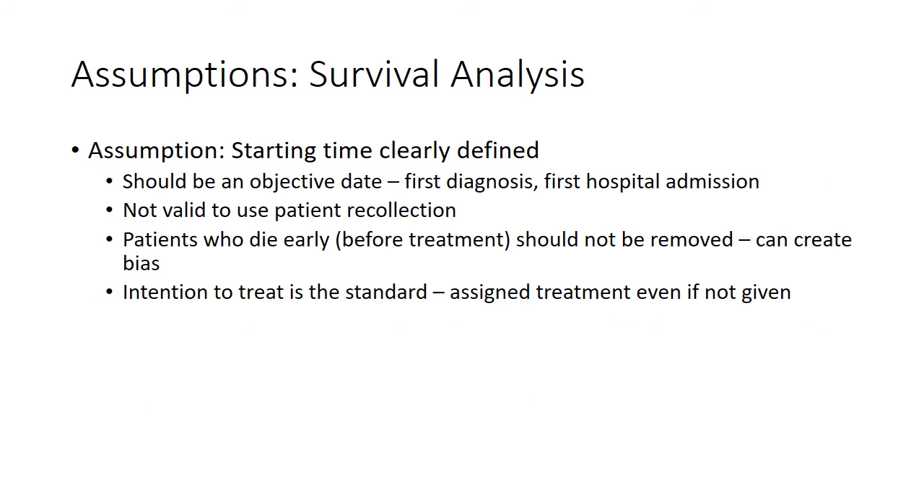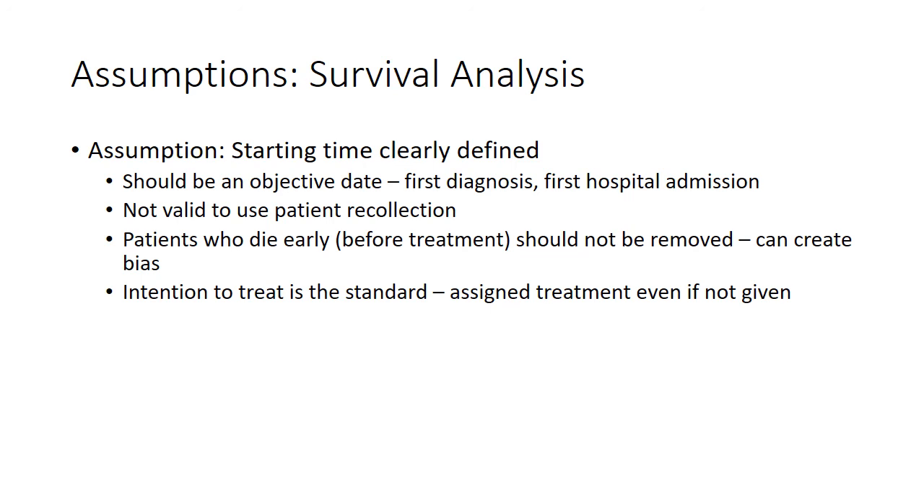Again, it should either be, say, from the first diagnosis or from the first hospital admission or whatever it happens to be. It's not usually good enough to use patient recollection of, like, hey, when did you develop hypertension? Usually there needs to be some sort of documentation of this to make sure you don't have any kind of recall biases. We'll see that's going to be termed.